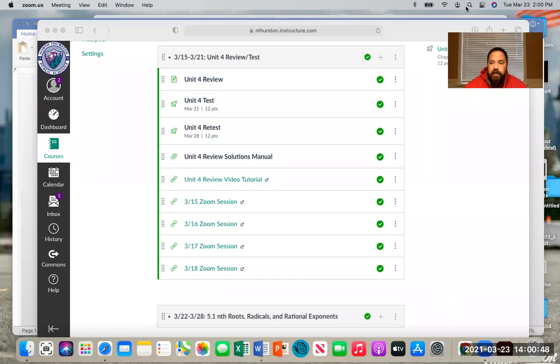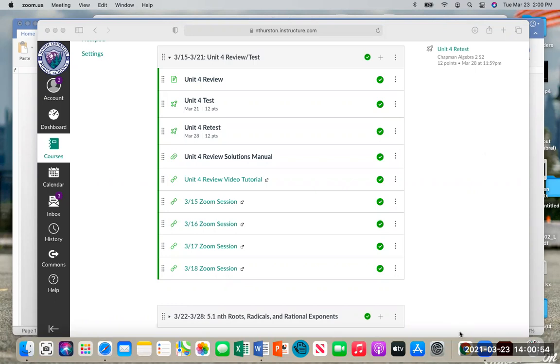So what I'm going to do first is share my screen. We'll take a look at Canvas, and I want to point out a couple of things. The first thing that I want to point out is last week we took our test, right? So this week, your retest could be on your plate. It just depends on if you need to take it or not.